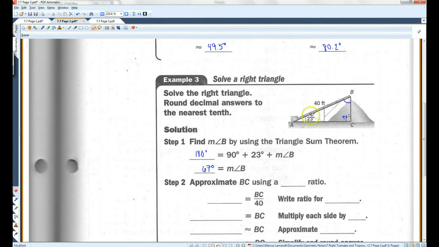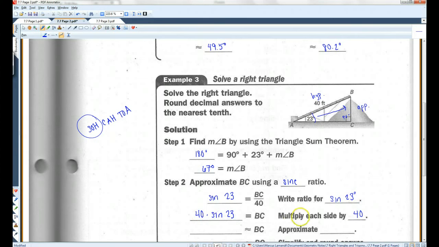Now I'm going to use this angle for my trig function. You actually could use this one if you wanted, but I think in this problem, the example they're giving, they kind of want you to use this angle. I'm going to approximate BC using, well, let's see. This is the opposite side. The only side we're given is the hypotenuse. If you think SOHCAHTOA, opposite and hypotenuse, we're going to use sine. So we're going to approximate BC using a sine ratio. So sine of 23 equals BC over 40, opposite over hypotenuse. This is the ratio for sine of 23 degrees. I'm going to multiply each side by 40. So 40 times sine of 23. I'm going to approximate sine of 23 degrees.